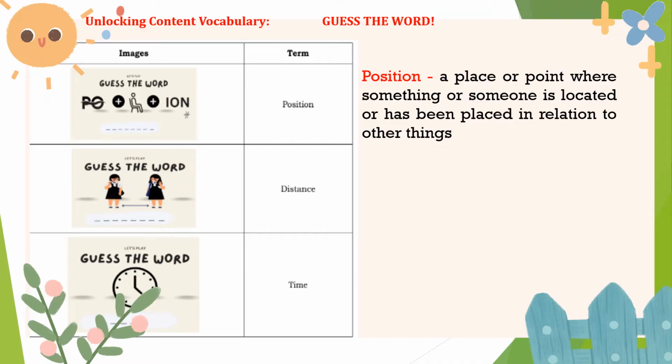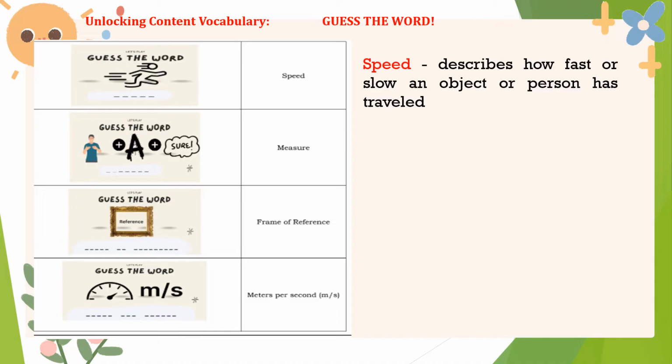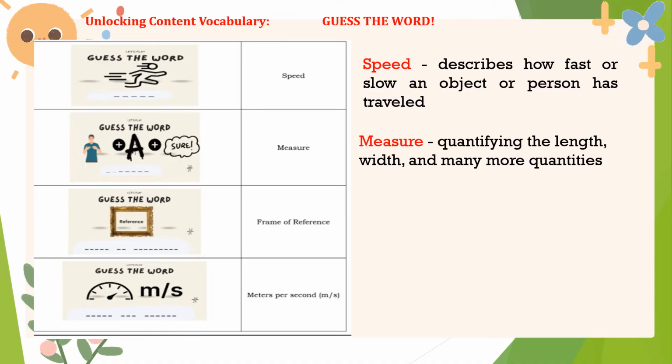Position is a place or point where something or someone is located or has been placed in relation to other things. Distance. Distance describes the length of the path traveled by a person or object from the initial position to the final position. It describes how far a moving object or person has traveled. Time. Time is the duration of an event. Speed describes how fast or slow an object or person has traveled.